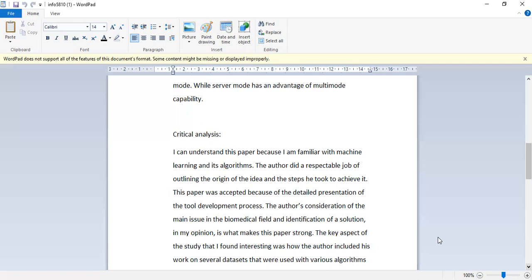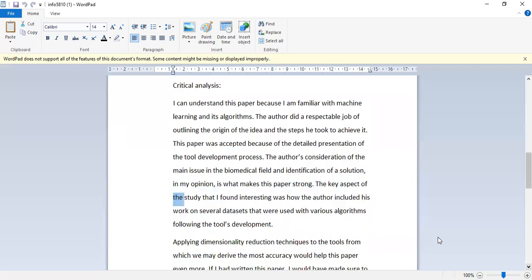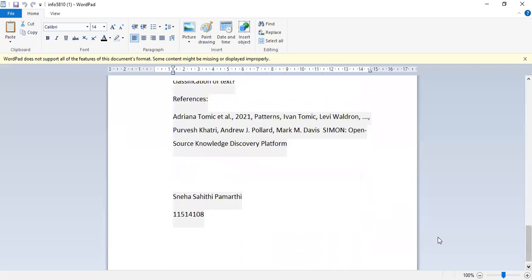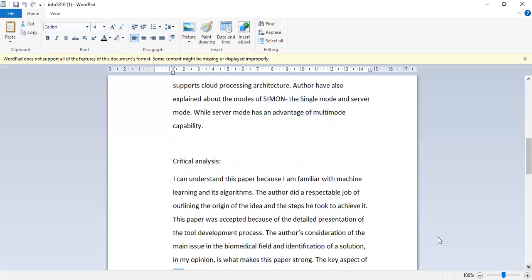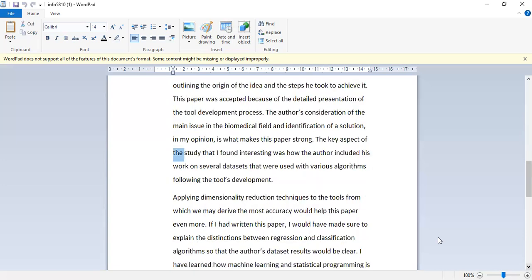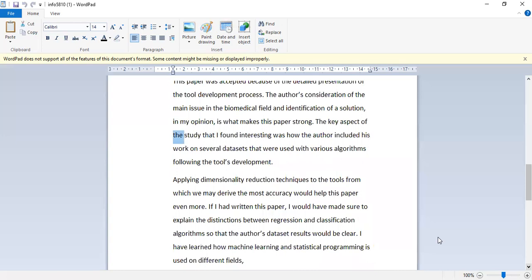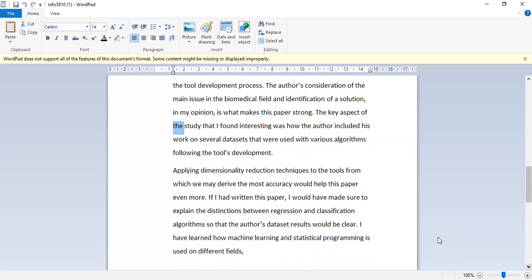The key aspect of the study that I found interesting was how the author included his work on several data sets that were used with various algorithms, following the tool's development. Applying dimensionality reduction techniques to the tools, from which we may derive the most accuracy, would help this paper even more. If I had written this paper, I would have made sure to explain the distinctions between machine learning and statistical programming, which is also important in different fields.